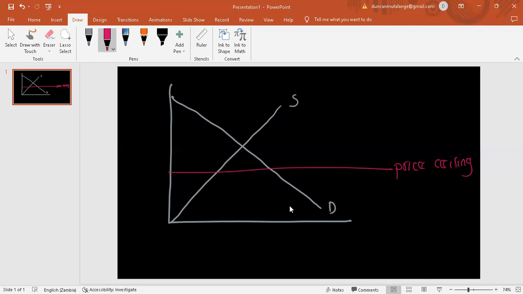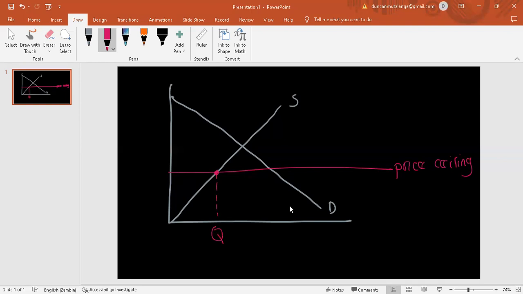Now, in order for us to determine the deadweight loss, we need to figure out which quantity is going to be produced, okay? So the quantity that we're going to consider now will be on the supply curve. So we come here, and this is going to be the quantity that is going to be produced.